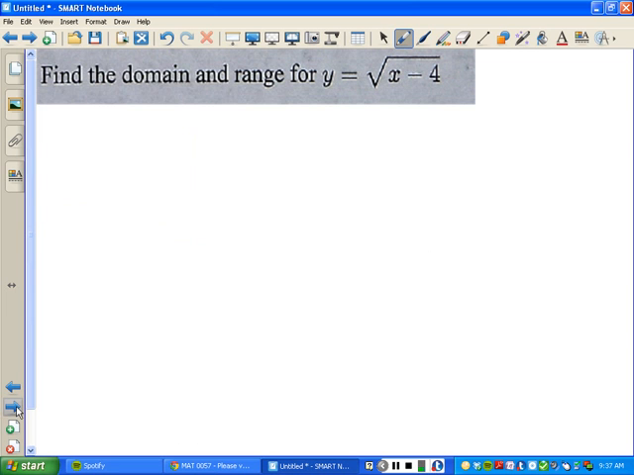Who remembers? This is what we ended class with last time. Who remembers how to find the domain of a radical? Now, some of you would have done that by shifting the graph. I don't want you to do that. How do you find it? Set it to greater than or equal to 0. And when she says it, what she really means is the radicand.